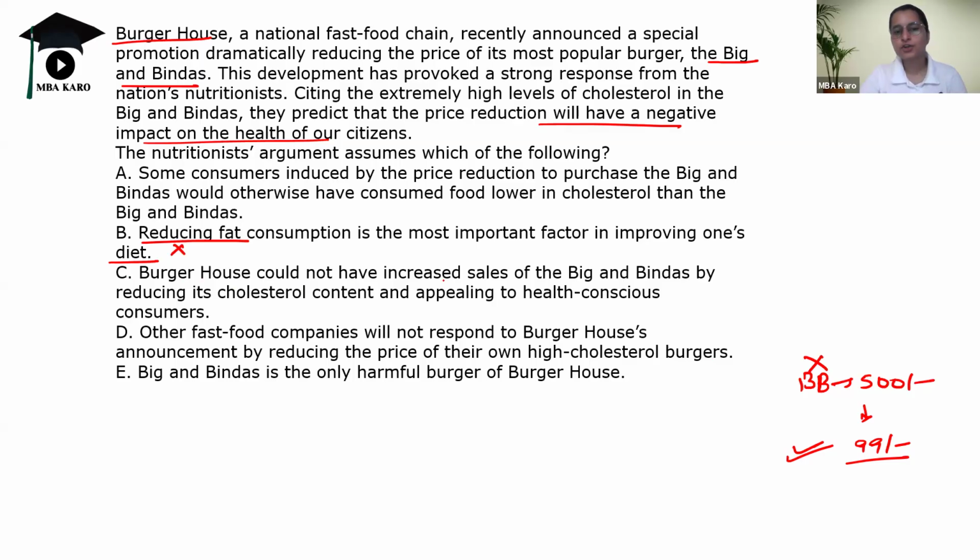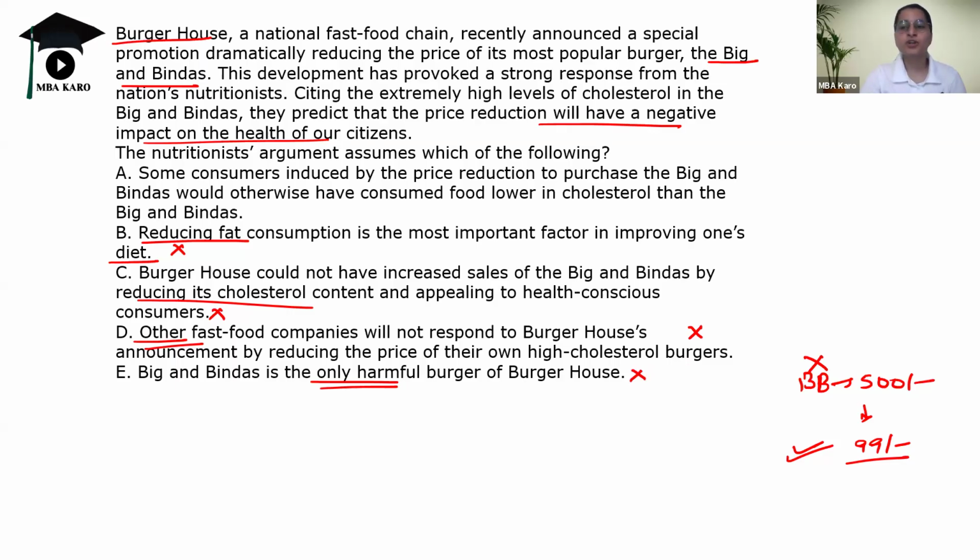Option C says Burger House could not have increased sales of Big and Bindas by reducing cholesterol content and appealing to health conscious customers. No, we are talking about price reduction, not increasing sales or things like that. This information is not mentioned, whether they decreased the price due to less sales. Okay. Option D says other fast food companies will not respond to Burger House's announcement by reducing the price. No information is given about other fast food companies, what they'll do, what they'll not do. Moreover, this assumption is not at all supporting the statement. E says Big and Bindas is the only harmful burger of Burger House, not supporting the statement.